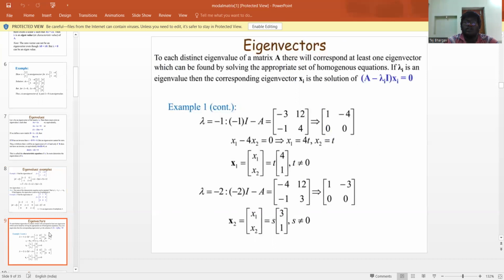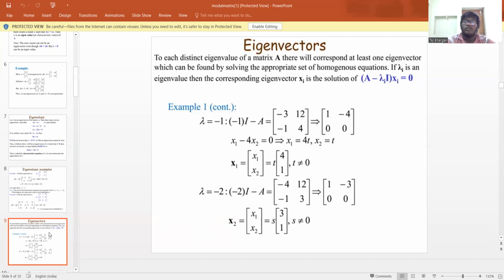To each distinct eigenvalue of matrix A, there will be corresponding at least one eigenvector, which can be found by solving the appropriate set of homogeneous equations. If lambda i is an eigenvalue, then the corresponding eigenvector xi is the solution of (A minus lambda I) xi equals 0.